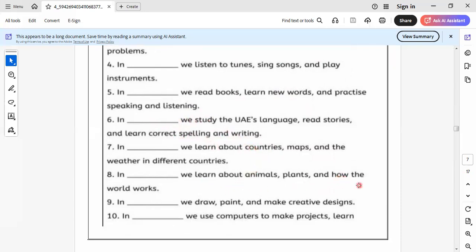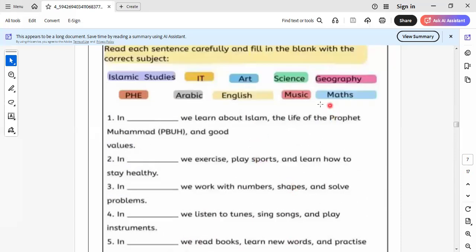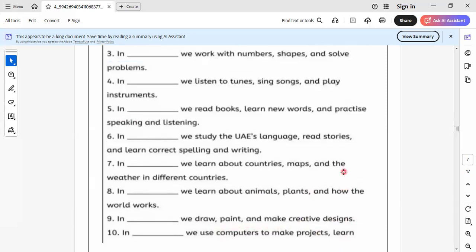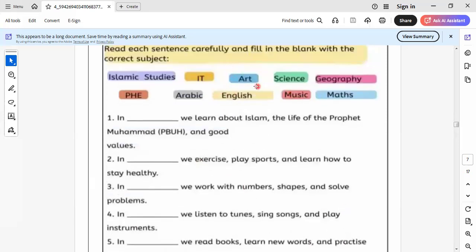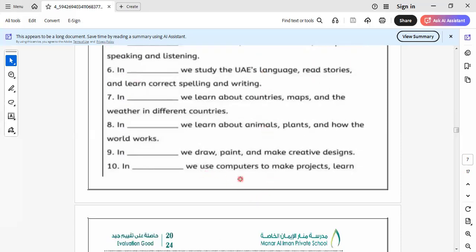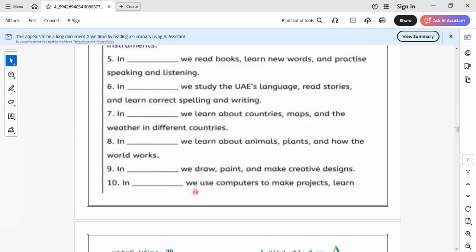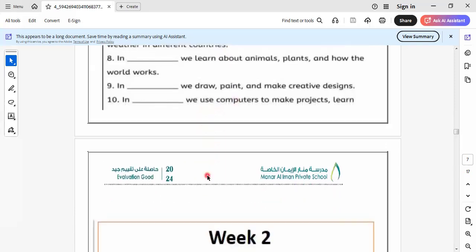We learn about animals, plants, and how things work in the world, science. That is the topics of science that we learn. We draw, paint, and make creative designs. It will be art. The last one will be ICT, IT. This is the subject that we use to know more about computers.